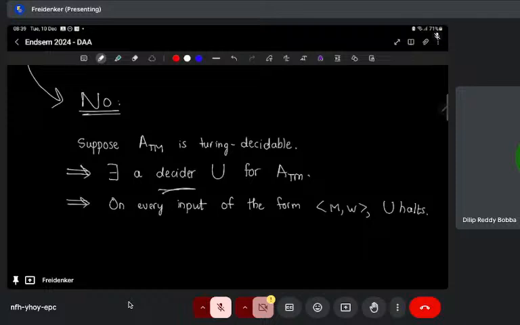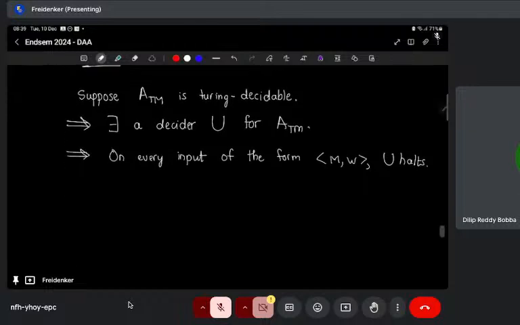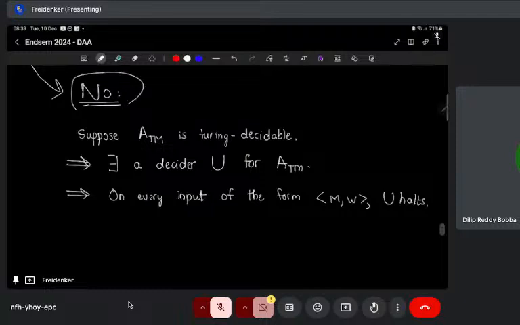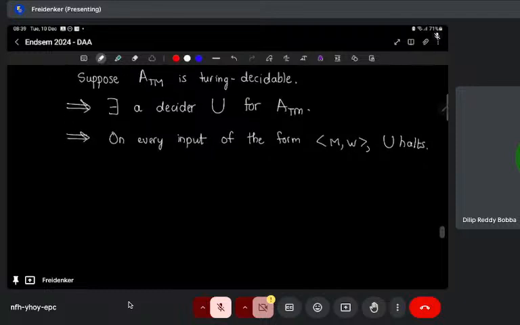A decider means if you give any input, then it has to halt, or else that can't be a decider, right? So we'll see if such a decider exists or not. We know the answer. I mean, I told you no. We'll see why it's no. Proof by contradiction. We're doing no.